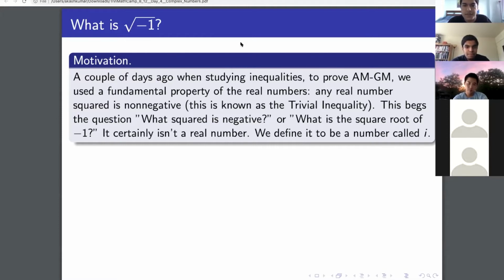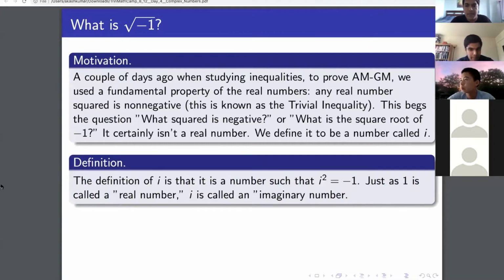This leads us to the question, okay, so how do we square something and get a negative number? Or in other words, what is the square root of -1? What is the square root of negatives? We know it's not a real number, because of the trivial inequality. So what we do is we define it to be a number called i. So let's get into a little more about i. The definition of i is that it's a number such that when you square it, you get -1. So the answer to the question, what squared is -1, is i.